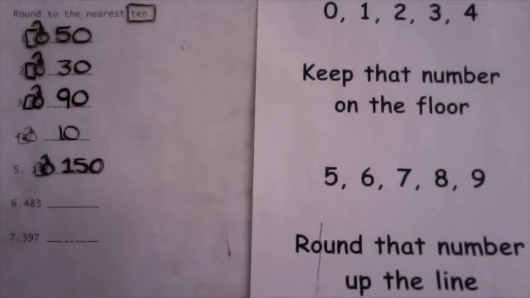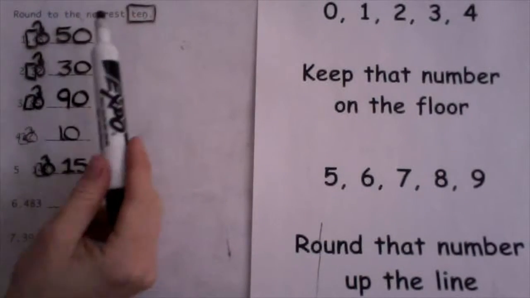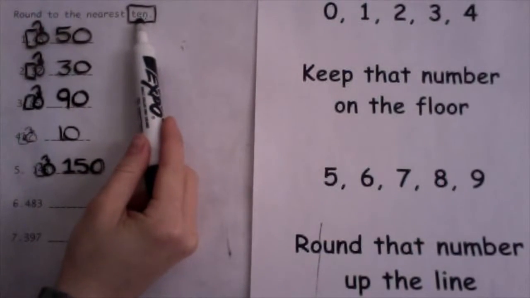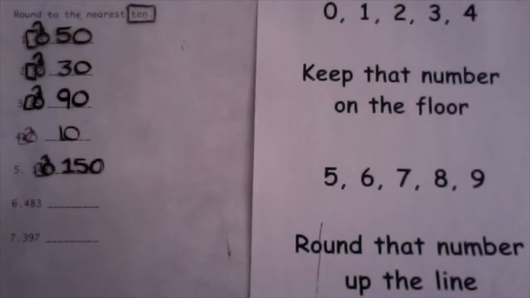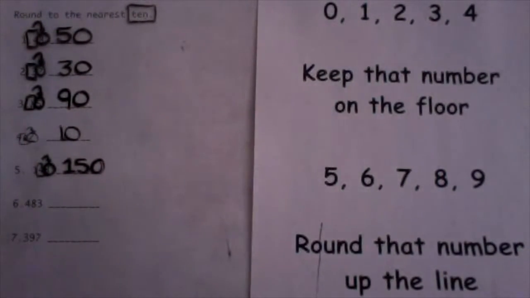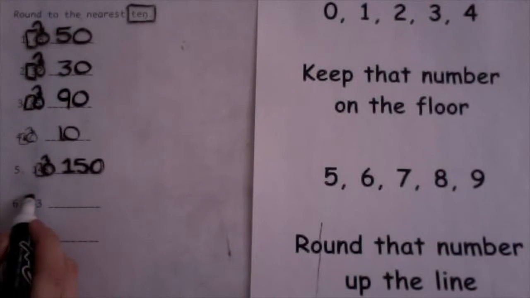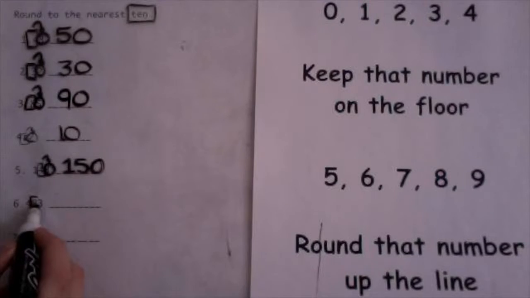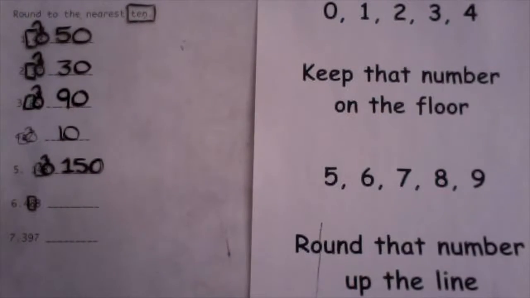That was tricky. Let's try another one. Number 6 says 483. What place value are we rounding to? Excellent, the tens place. Which number in this 483 is in the tens place? Yeah, the number 8. So the first thing we need to do is put a square or a box around the number 8.